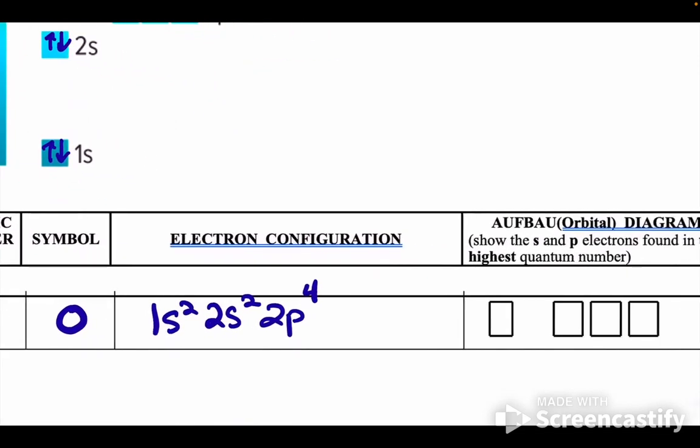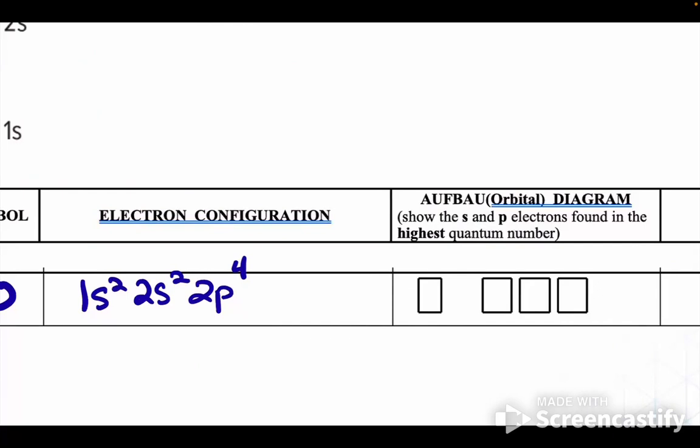And then over here, I'm doing an orbital diagram just of the valence electrons. So I'm going to pick my highest energy level, which is 2, and then you can see that there's 6 electrons. So I'm going to do 2s and 2p. So I'm only doing those valence electrons.